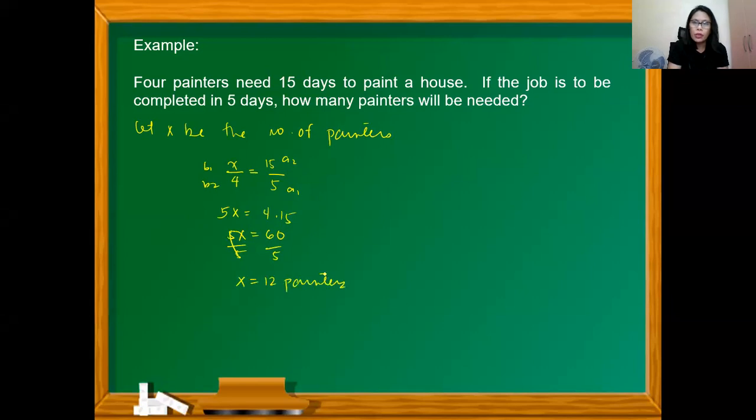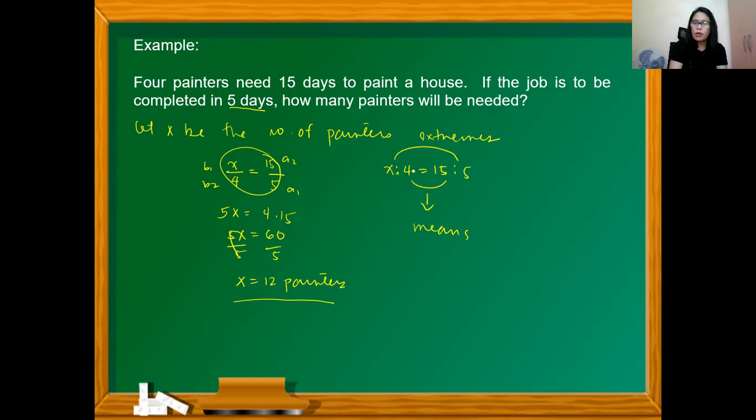Of course, we shorten the period. So we want the job to finish in 5 days. So we'll be needing more painters. Now, ratio and proportion can be expressed in equivalent fractions, or they can also be expressed as x is to 4 equals 15 is to 5, such that this again will remain as the means, and this will be the extremes.